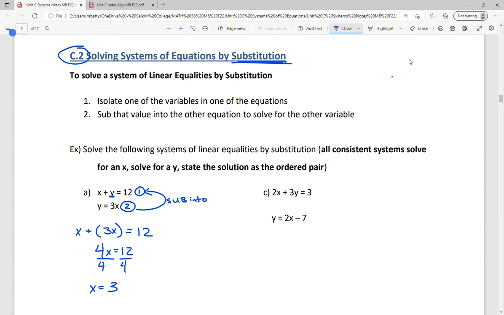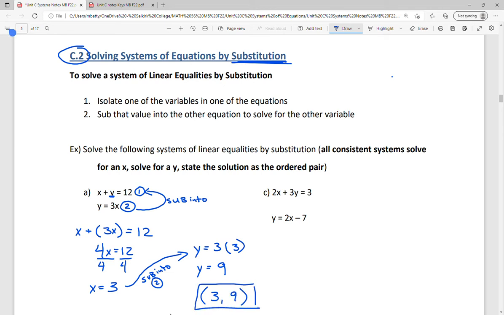So in this one, what I'm going to do next is take that x value and sub that into equation 2. So my equation 2 says y equals 3x. Well, what I'm going to do is replace the x with this 3. So I get that y equals 9. And the whole name of the game for this is that this is a consistent system. I have found the x and the y values where these two lines would intersect. I have 3 and 9 as the solution to this consistent system, right?